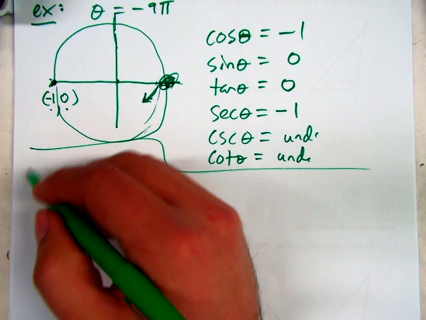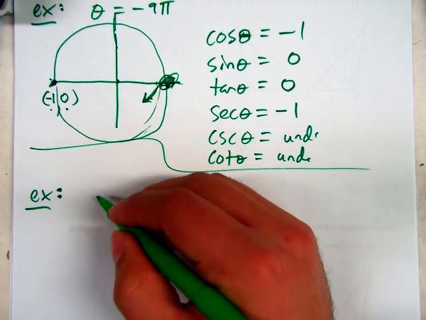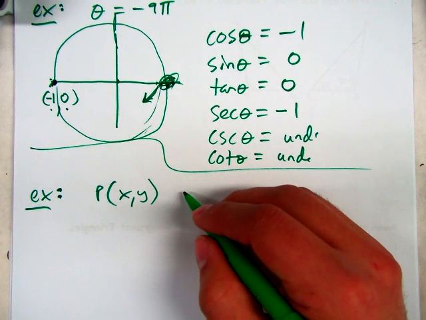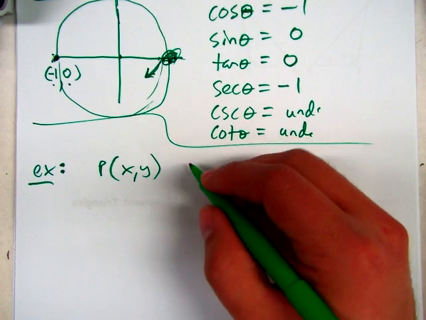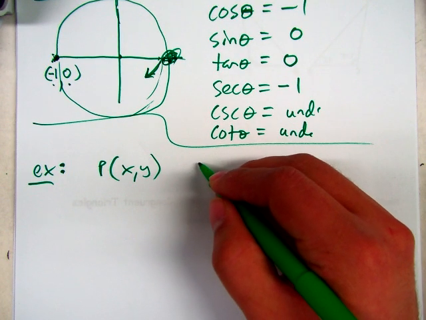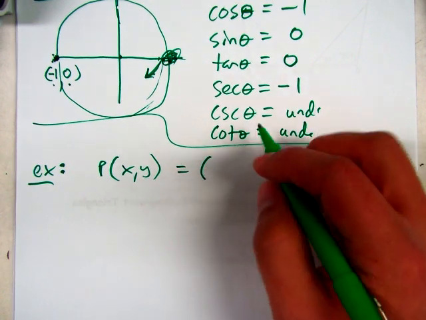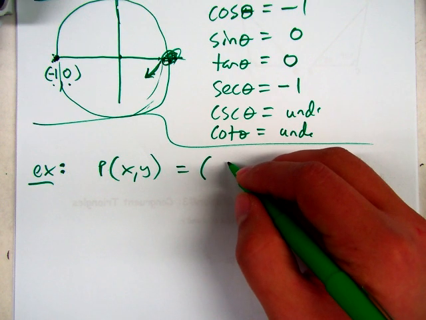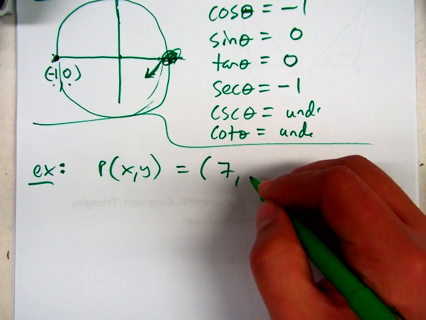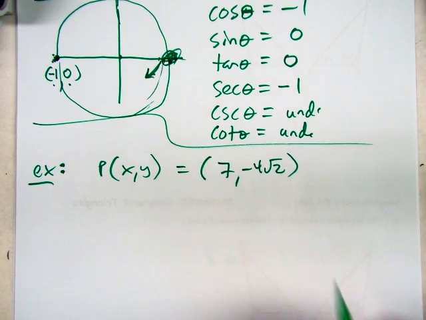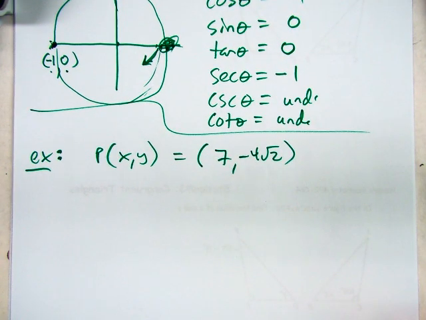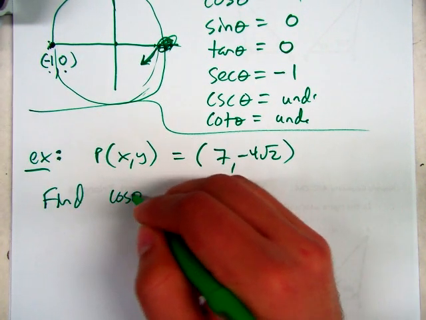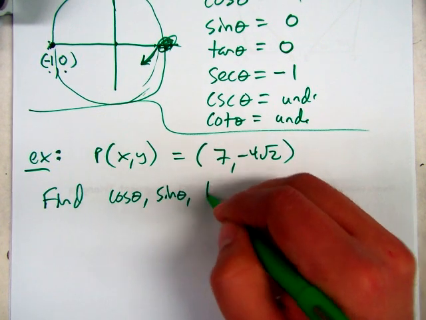So here's an example. Let's say we have a point. You've got 10 minutes. Okay. The point has coordinates, let's say, 7 and negative 4 root 2. That's painful. And we want to find cosine theta, sine theta, tangent theta.